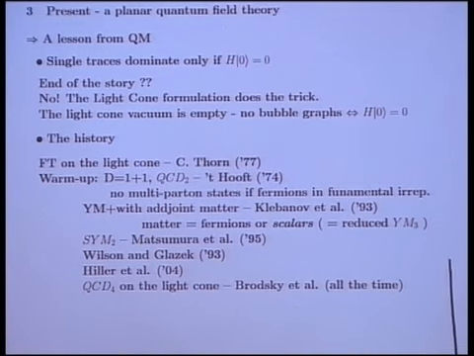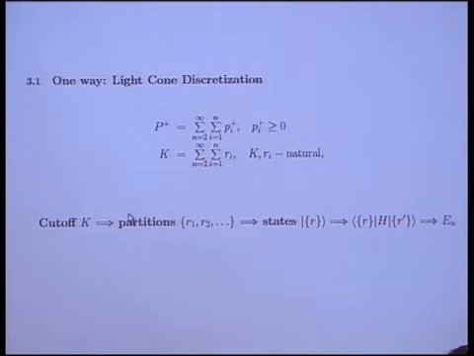So this is basically the short history. Now how this goes, how the light cone discretization works. There are 2 ways actually to attack the problem quantitatively. One is called light cone discretization.